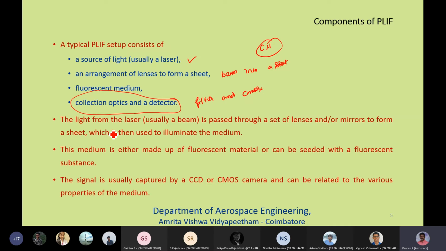The light passes through a set of lenses and mirrors to form a sheet, which is used to illuminate the medium. The medium is either made of a fluorescent material or can be seeded with a fluorescent substance. The signal is usually captured with a CCD or CMOS camera and related to various properties of your medium. From that we derive your velocity, species concentration, pressure, temperature and so on.